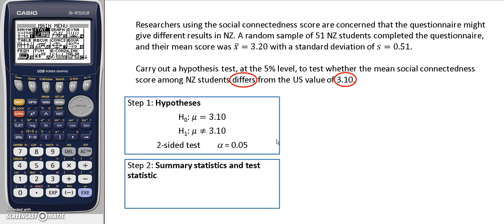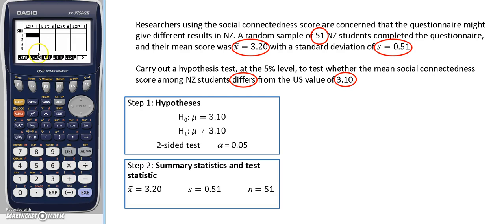In the second step, we need to report the summary statistics and calculate a test statistic. So we look to our problem, and we can see our summary statistics here. Our sample mean, our sample standard deviation, and our sample size. So we report these. Next, we're going to calculate our test statistic. So we go into the Stat option of the main menu. We select Test, which is F3, and we've got a number of choices here.